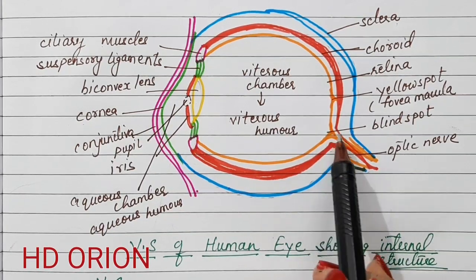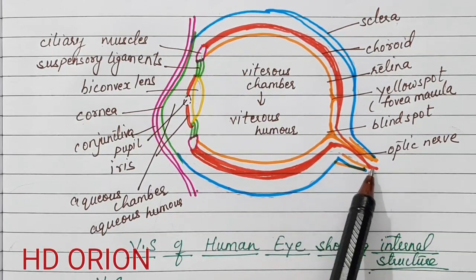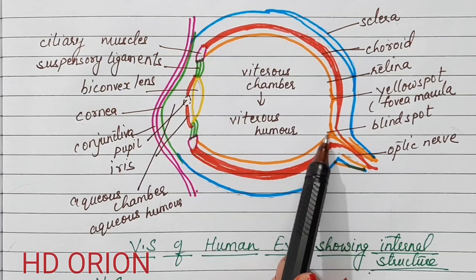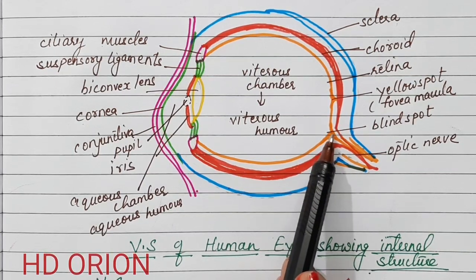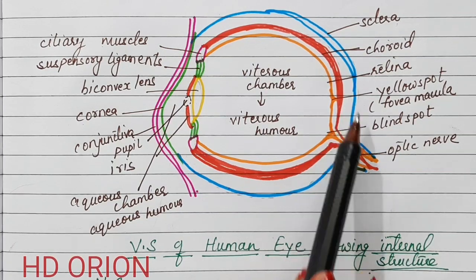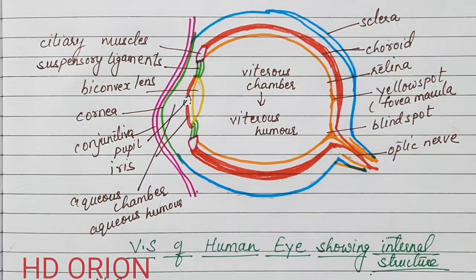While in the blind spot, which is present at the origin of the optic nerve, no rods and cones are formed. Since there are no photoreceptor cells here, no image is formed, and so we call this spot the blind spot. Sometimes in the exam, a question comes to differentiate between the yellow spot and the blind spot.